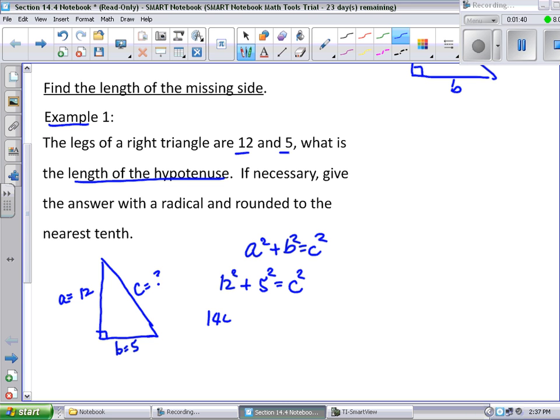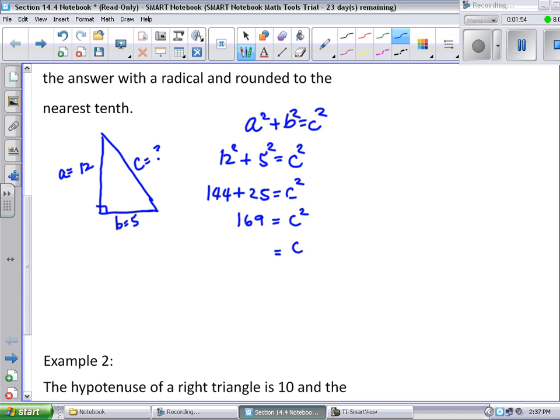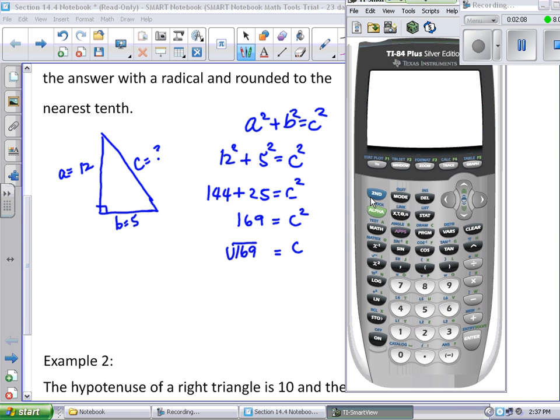12 squared is 144, plus 5 squared is 25, is equal to C squared. 144 plus 25 is equal to 169, is equal to C squared. So C is equal to the square root of 169. Now, I only want the positive square root of 169. I might want to use my calculator for the square root of 169. Remember how you use the calculator. Second square root of 169, and that is equal to 13.